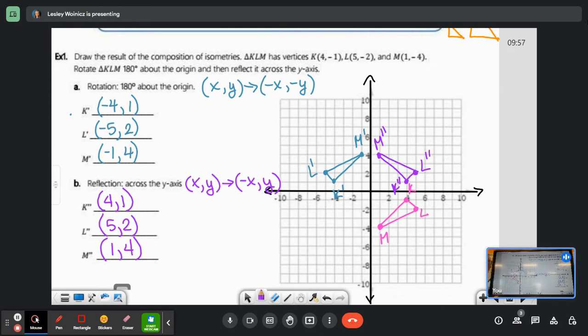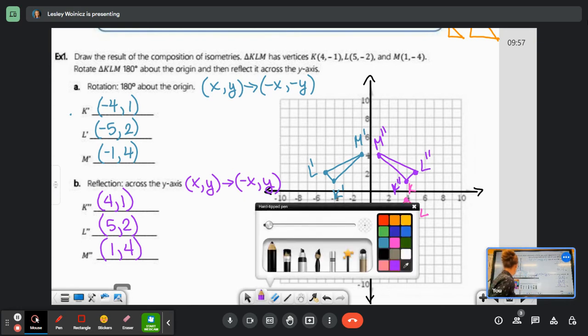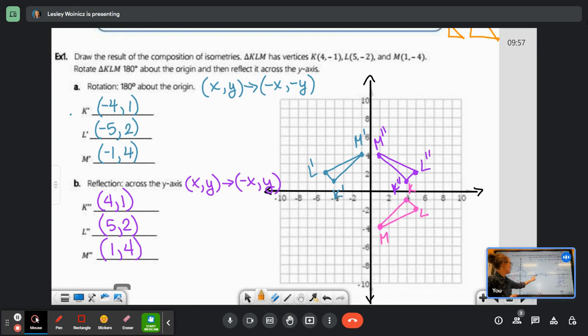Now, what I'm hoping that you can see is after all of that rotating and reflecting, what we end up with is something that could have been just a reflection in our x-axis. If you look at these two, isn't that fun? All right, next one.